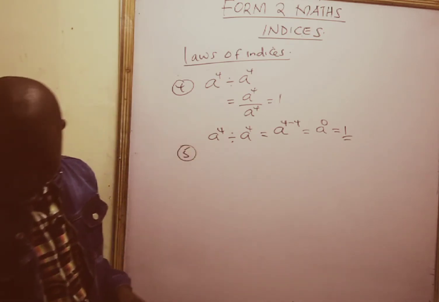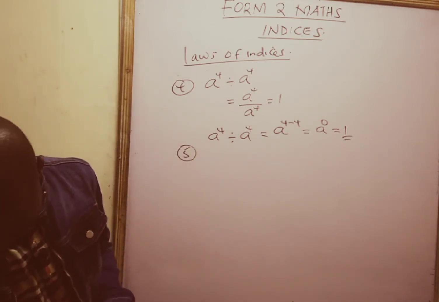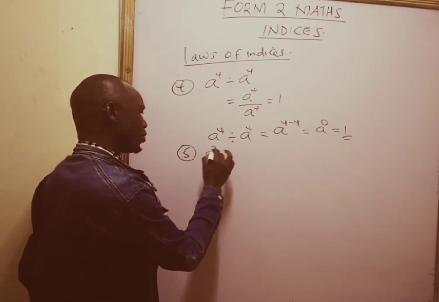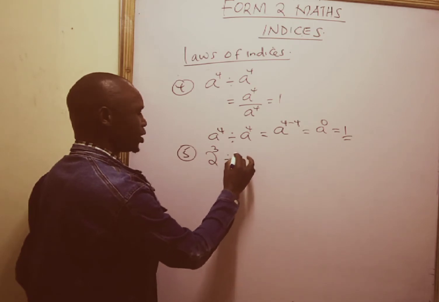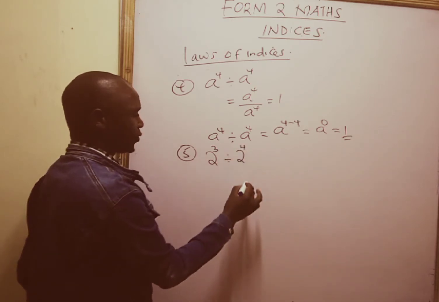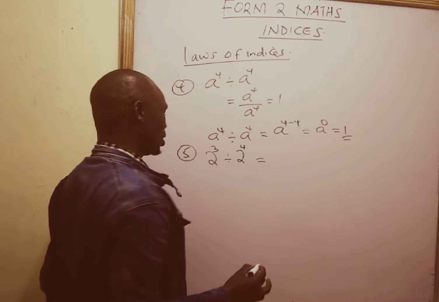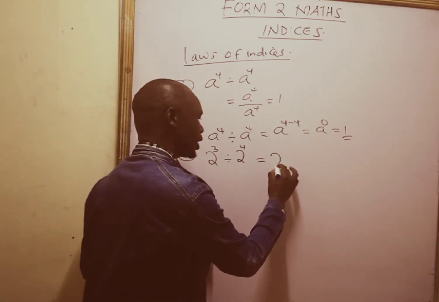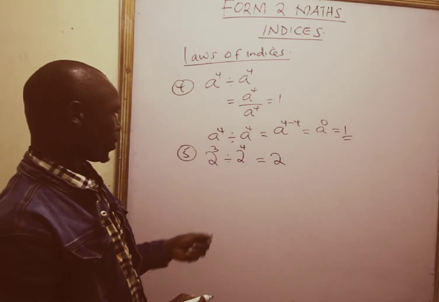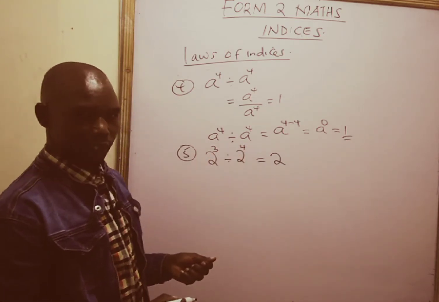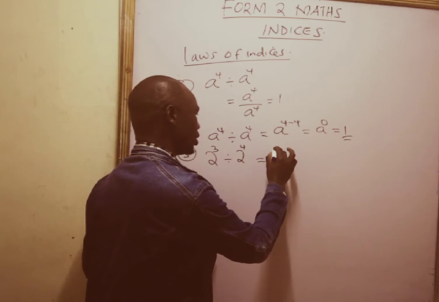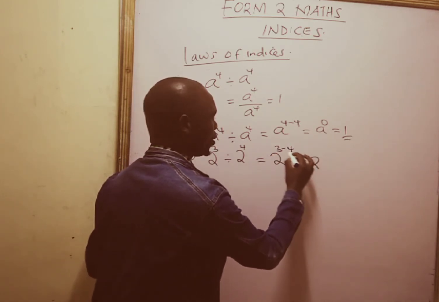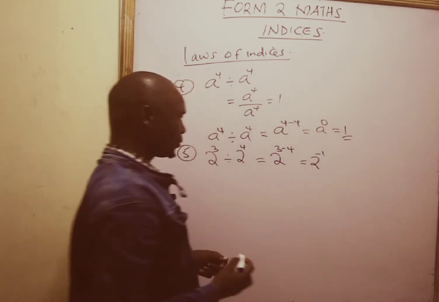Number 5, if you have, for example, a problem like this, 2 raised to power 3, you divide by 2 raised, for example, to power 4. Under rule number 3, the bases are the same, and therefore we take the common base, which is 2. Then now we go and subtract the powers. That is, we are going to have 3 minus 4, giving us 2 power negative 1.